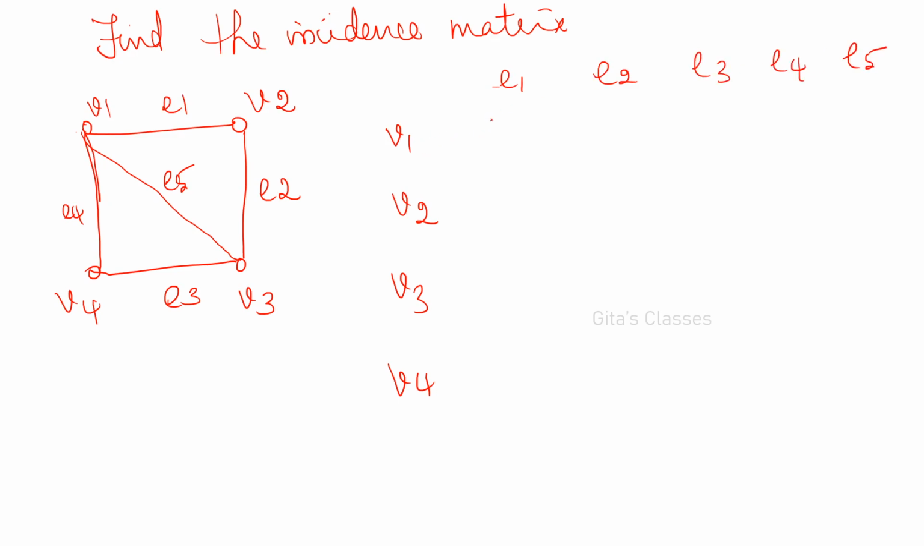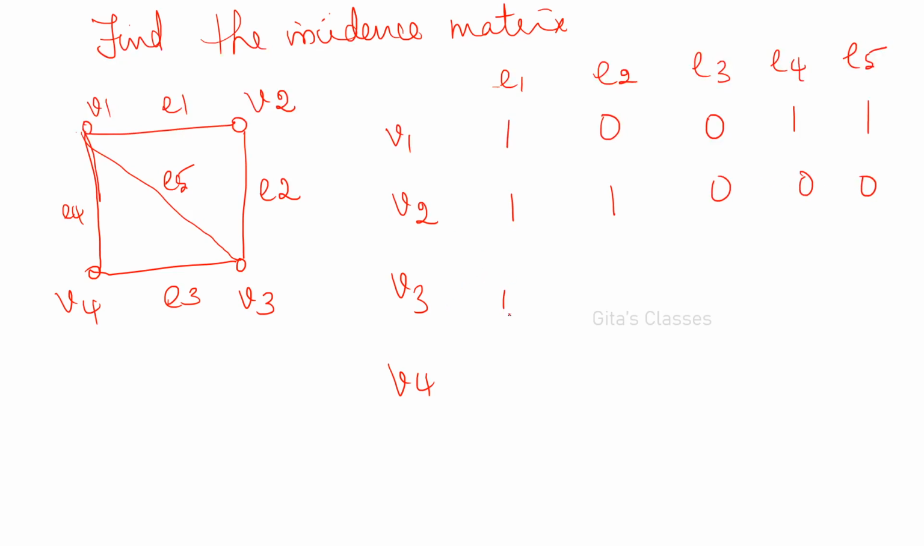Is V1 incident with E1? Yes, it is incident, so 1. What about V1 and E2? It is not incident, so it is 0. V1, E3: no, 0. V1, E4: yes, they are incident. V1, E5: yes, they are incident. Similarly V2 is incident with E1 and E2, and all the others are 0, right?